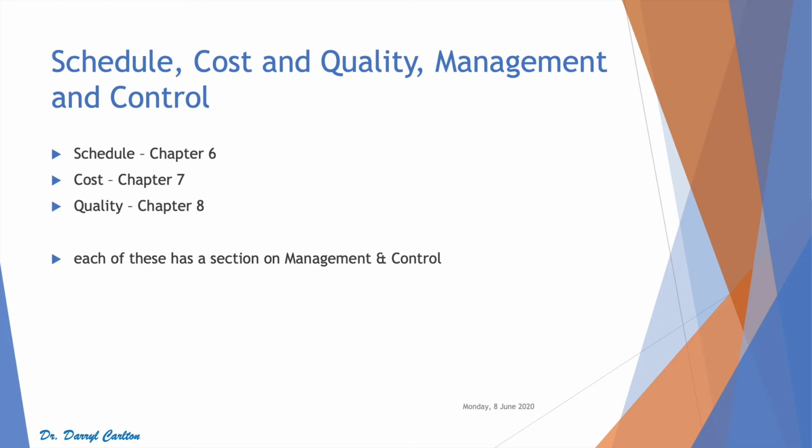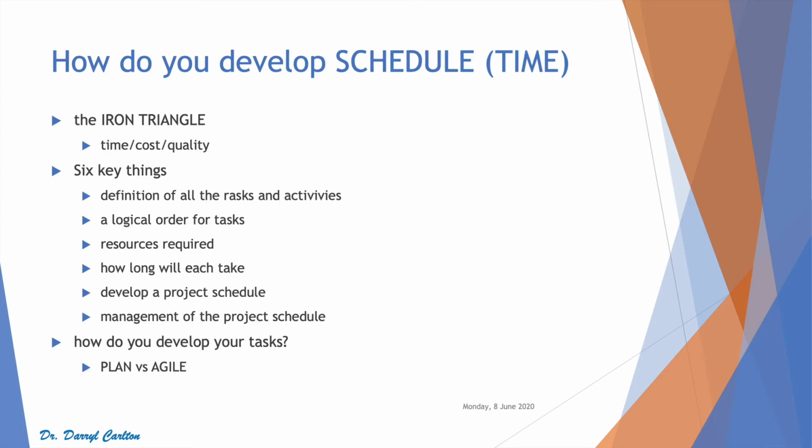Schedule comes from Chapter 6, Cost Chapter 7, Quality Chapter 8. Each of these sections has a subsection on management and controls. Schedule. You've heard of the iron triangle: time, cost, quality. There are 6 things which define schedule. You define all of the tasks and activities. You create a logical order for completing those tasks. You identify the resources required for each of those tasks, how long each will take. You develop a project schedule, and then you manage that schedule.